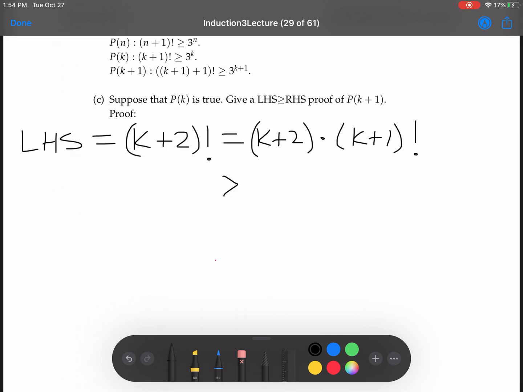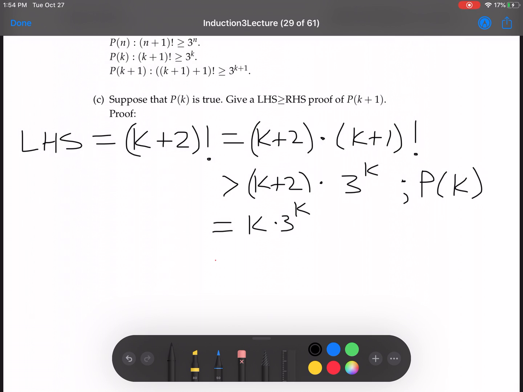Which is bigger than k plus 2 times 3 to the k. This is our inductive assumption, p of k. This is equal to k times 3 to the k plus 2 times 3 to the k, which is greater than 3 times 3 to the k plus 0. I think we need a little justification there.